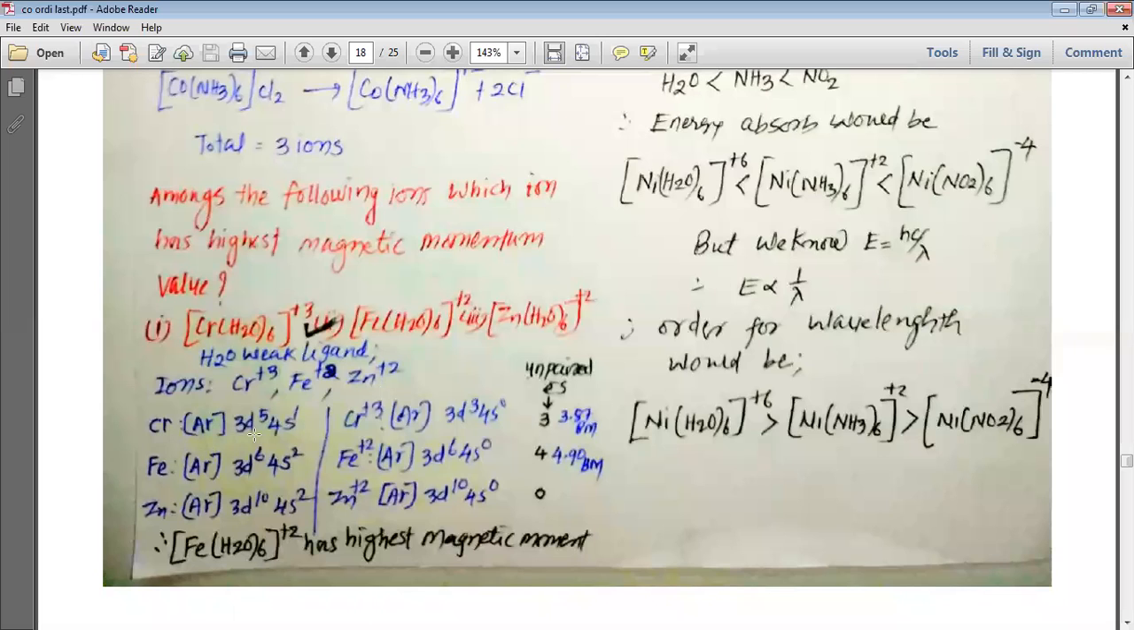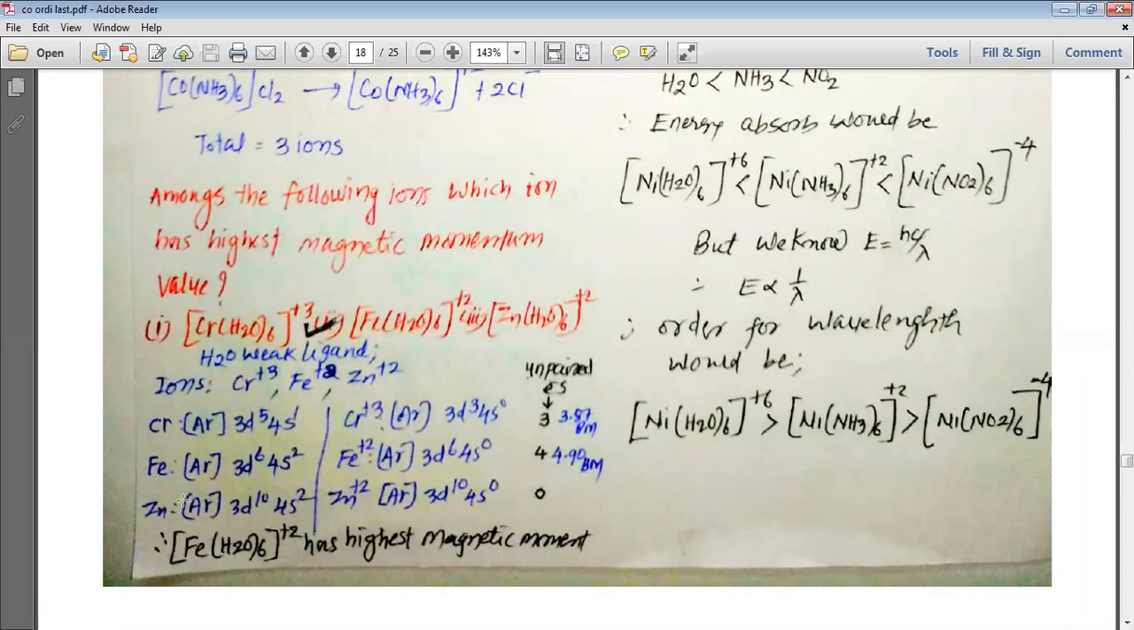So chromium is argon 3d5 4s1. When it turns into Cr+3, it is argon 3d3 4s0. So we have 3 unpaired electrons, and the mu (spin only) would be 3.87 Bohr magneton. Iron is argon 3d6 4s2, when it turns into Fe+2, it goes like argon 3d6 4s0. Here we have 4 unpaired electrons, and the 6th electron causes pairing. H2O is a weak ligand, and that is why the total spin-only magnetic moment mu would be equal to 4.90 Bohr magneton.